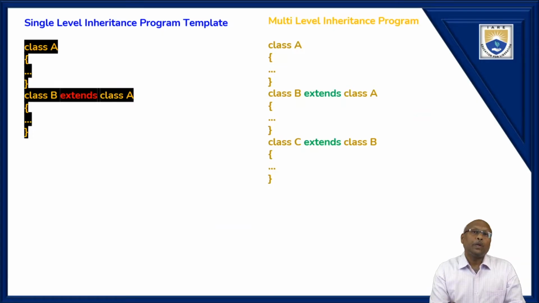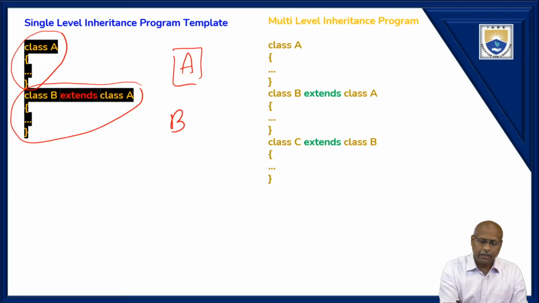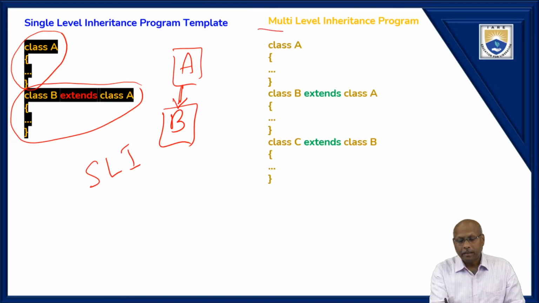Then how can you implement this inheritance? For example, if you observe the diagram, class A is one class, class B extends A. That means this is another class. So A is one class, B is another class. So B extends from class A. That means B gets property from A. So whenever this type of program is written, which inheritance is this program implementing? Single level inheritance, SLI.